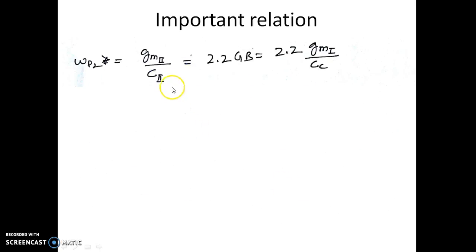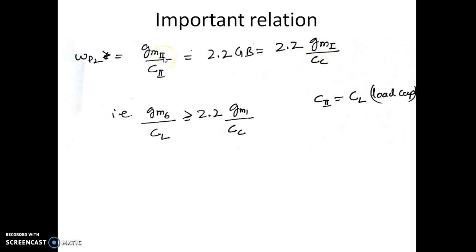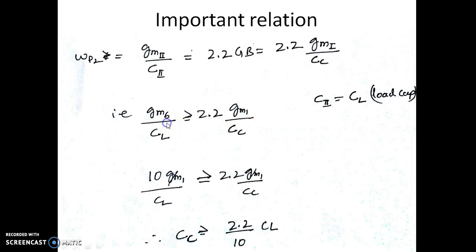Similarly, omega p2 is given by gm2 by CL, which should be 2.2 times GB, where GB is again written as gm1 by Cc. So substituting these, gm2 is nothing but gm6. So this is for the second stage. The second stage is represented by the sixth MOSFET, and this CL happens to be the load capacitance, and this gm1 is replaced by gm of the first transistor, and this Cc is Cc. So we know that gm6 can be written as 10 times gm1, and this is 2.2 times gm1.